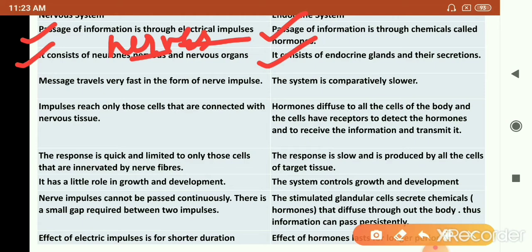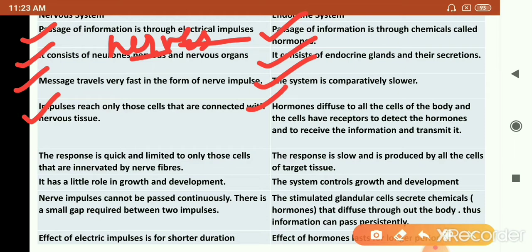Next, in the nervous system, the message travels very fast in the form of nerve impulses, but the hormonal system is comparatively slower. The next difference is that the impulses reach only those cells that are connected by nervous tissue. But in the hormonal system, the hormones diffuse to all the cells of the body.